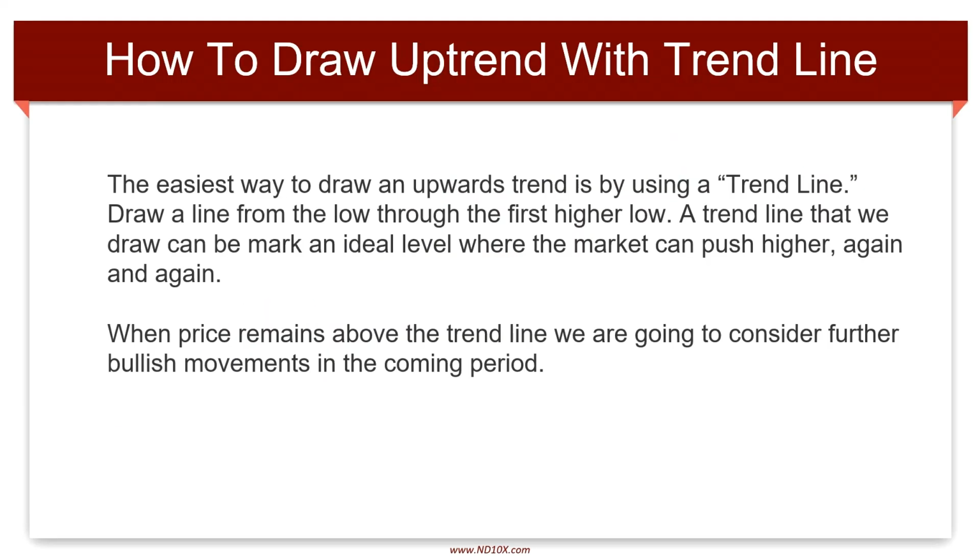How to draw an uptrend with a trend line? The easiest way to draw an upward trend is by using a trend line. Draw a line from the low through the first higher low. A trend line that we can draw can be marked as an ideal level where the market can push higher again and again. When price remains above the trend line, we are going to consider further bullish movements in the coming period.